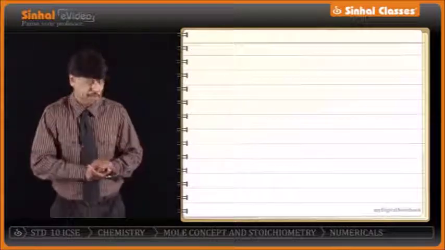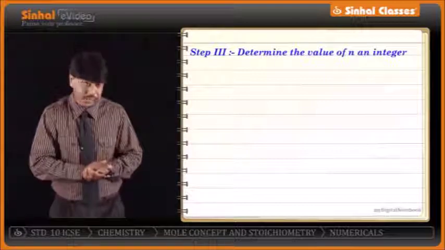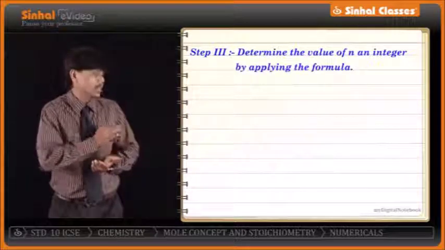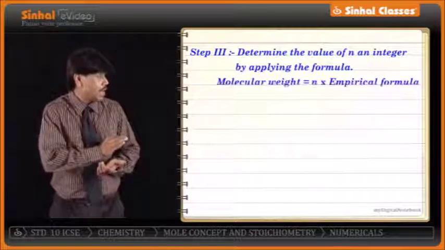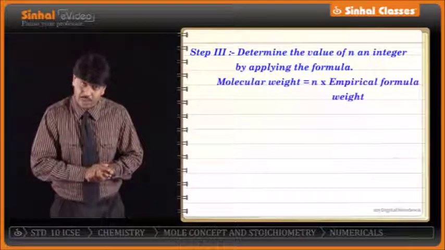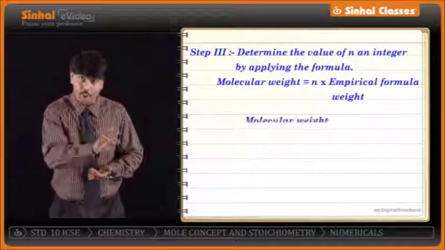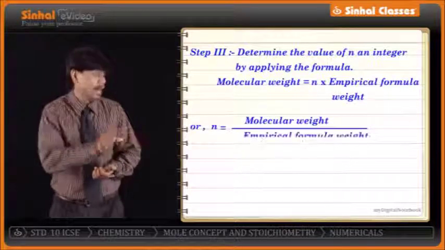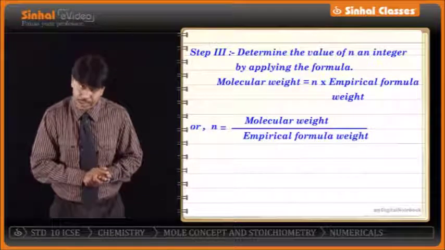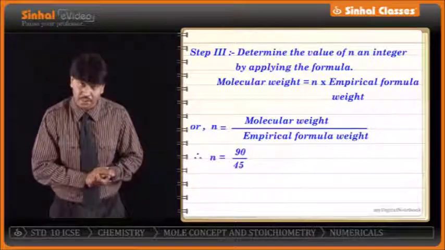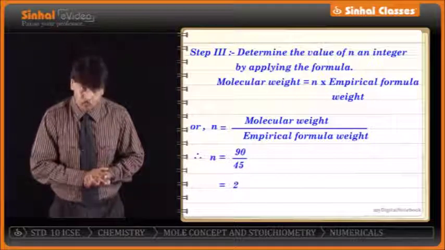Now step 3. Determine the value of n, an integer, by applying the formula. Molecular weight is equal to n into empirical formula weight. That is, n is equal to the ratio of molecular weight divided by empirical formula weight. So n will be equal to 90 divided by 45. Answer comes out to be 2.